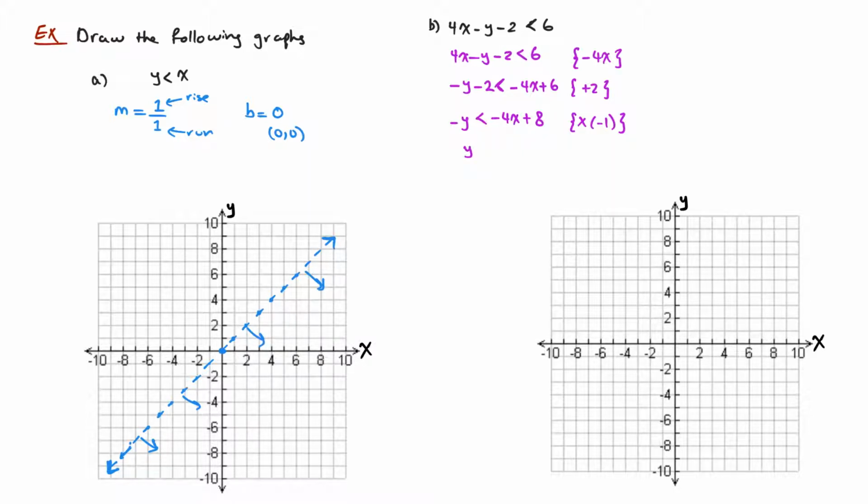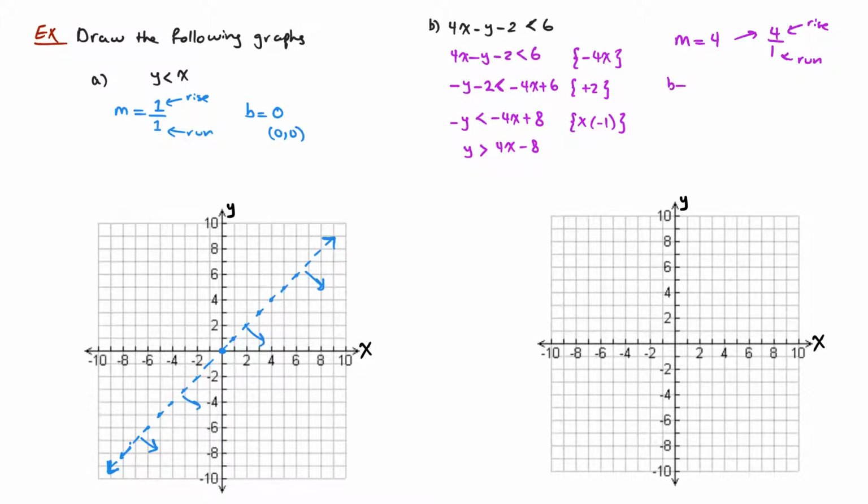So y is now larger than negative 1 times negative 4x, which gives me positive 4x, and negative 1 times positive 8 gives me negative 8. So that's my final rearranged form over here, and something that I can easily plot. Looking at this, we can see that it's in the format of y is equal to mx plus b. My m value is the coefficient of x, which is equal to 4. And I can write that as 4 over 1, where 4 is the rise and 1 is the run.